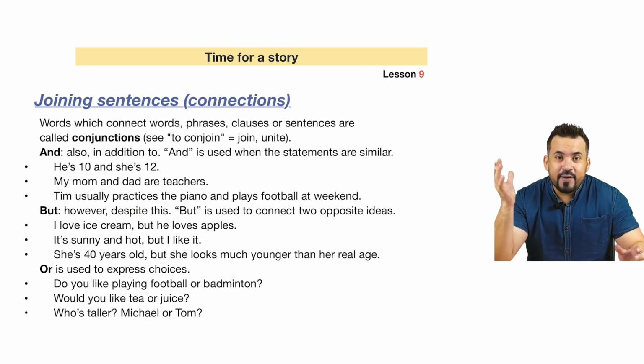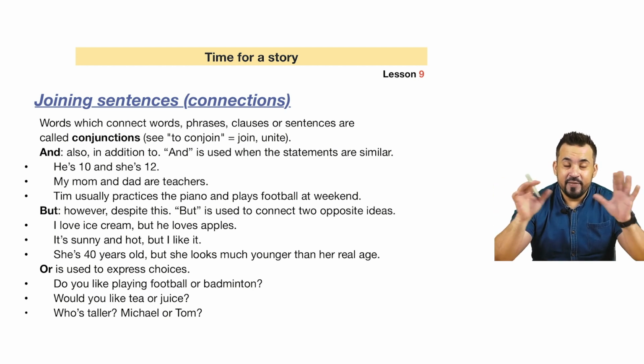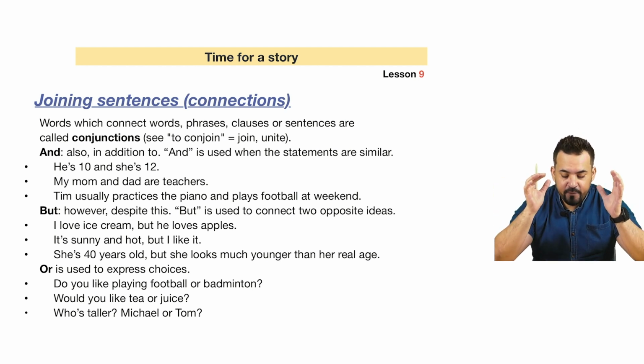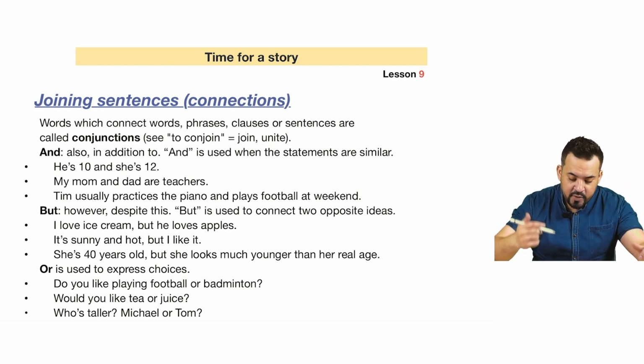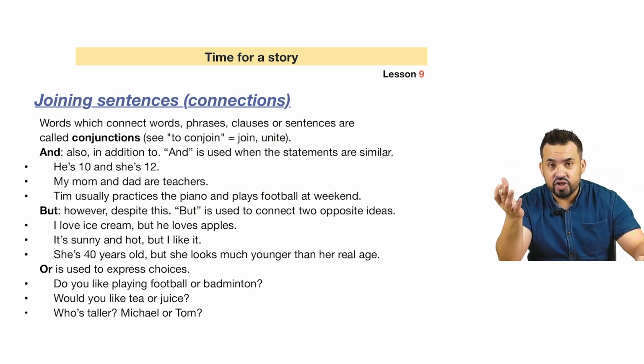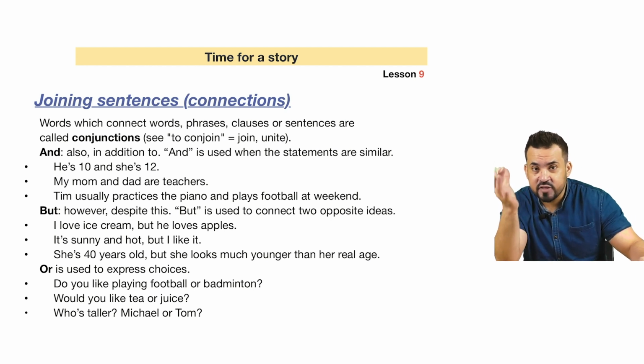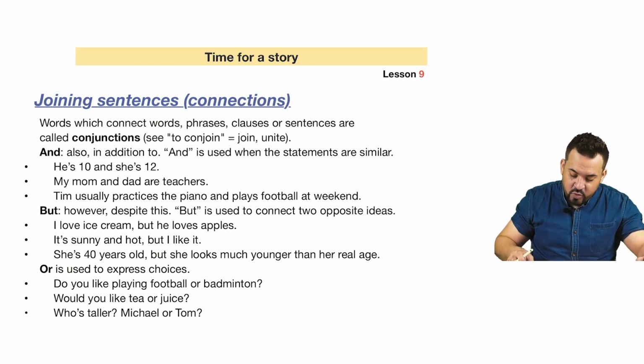So now let's talk about joining sentences. This is very important. When we join sentences or connect them, we have tools. Those are called conjunctions. We have different types of conjunctions. Today we'll talk about the basic ones.